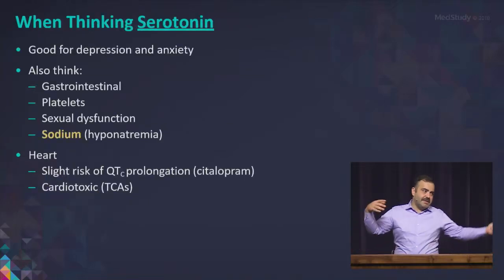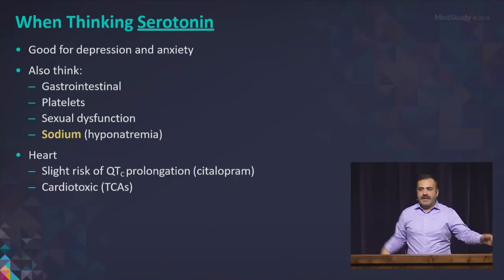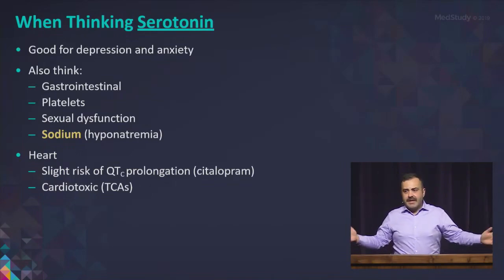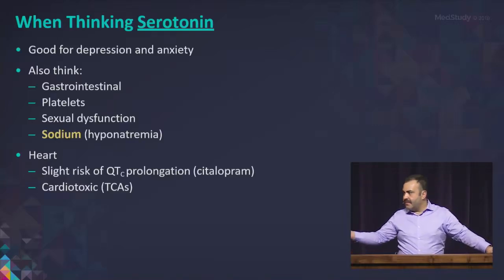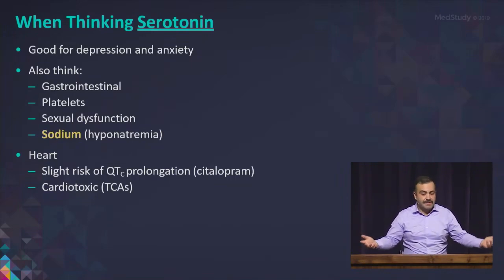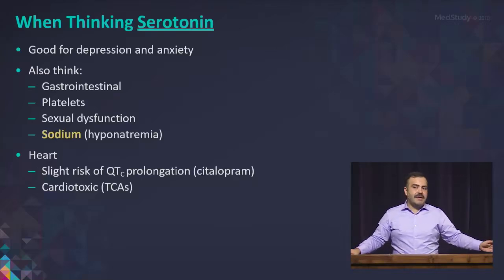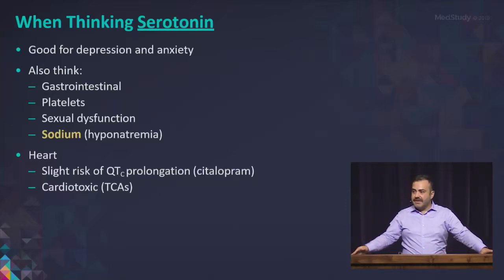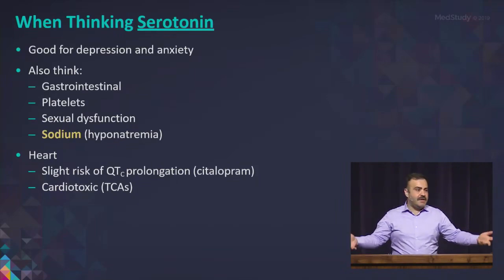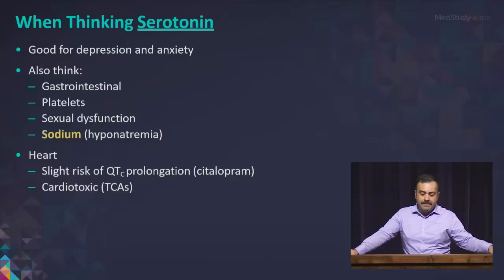So when you're thinking serotonin, all the medications we talked about so far affect serotonin. First of all, serotonin is good for depression and anxiety. So if you have a patient with depression and anxiety, you probably want to touch their serotonin system. On the other hand, the brain is not the most serotonergic organ in the body. As a matter of fact, it is the third one. The first one is the GI tract. So if you're targeting serotonin, you're probably touching the patient's GI tract also.